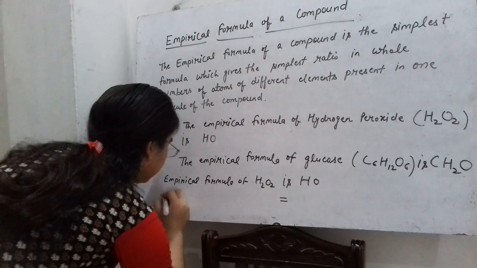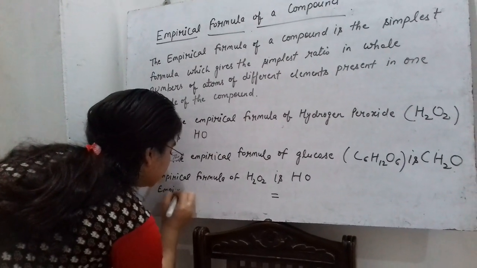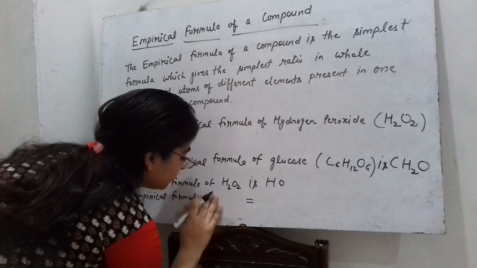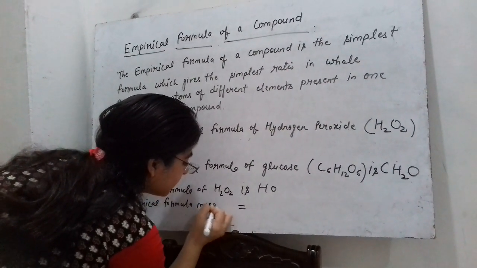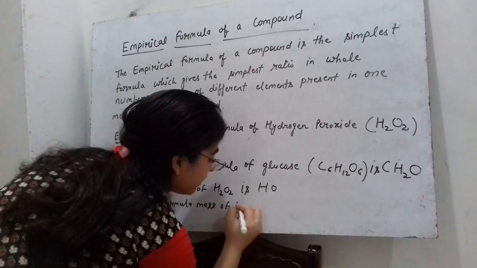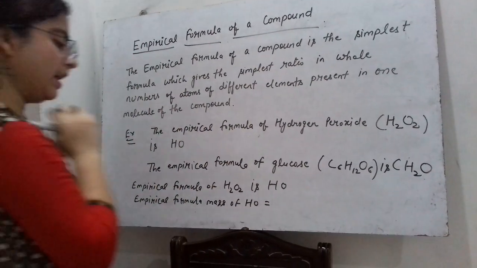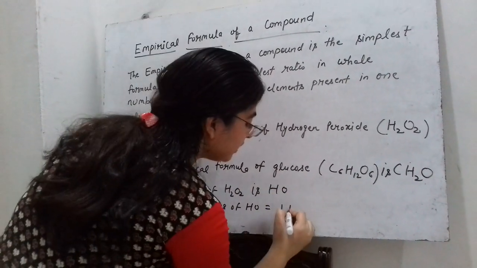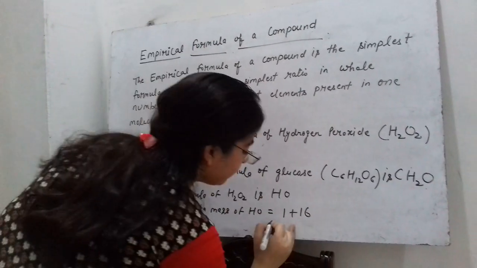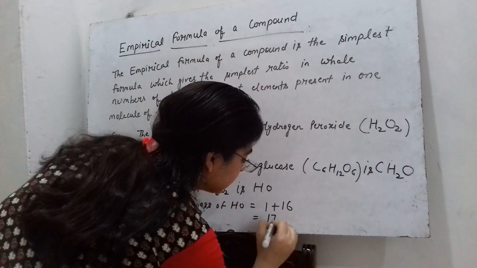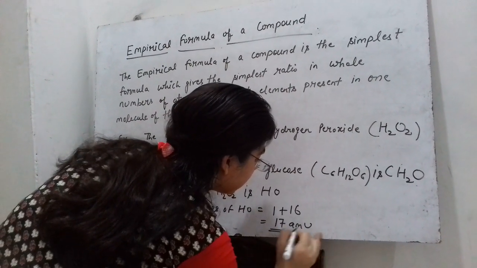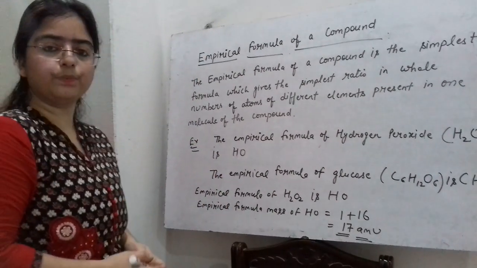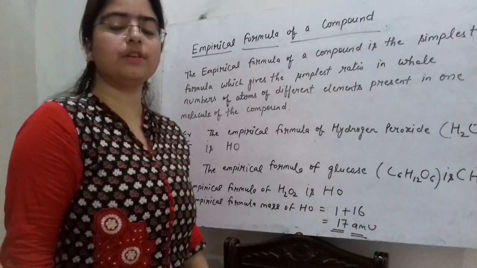And as a result, we can write down empirical formula mass of HO will be equal to: it contains one atom of hydrogen, its atomic mass is 1, and one atom of oxygen, its atomic mass is 16. So finally we can write 17 AMU is the empirical formula mass of HO, that is the empirical formula of hydrogen peroxide.